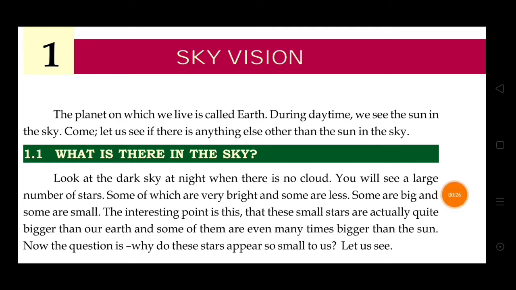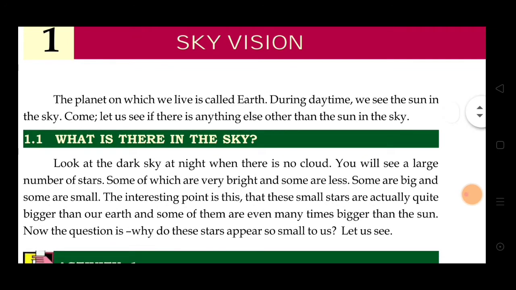So the first question is, what is there in the sky? When you look at the sky on a dark night when there is no cloud, you will see a large number of stars, some of which are very big and some are less, some are bright and some are not. But actually they are much bigger than the sun. But why do they appear so small to us?